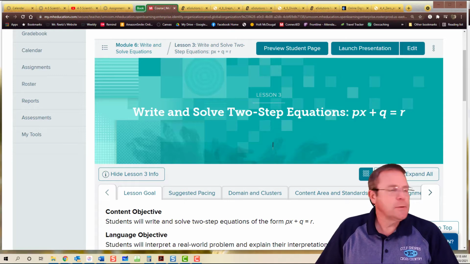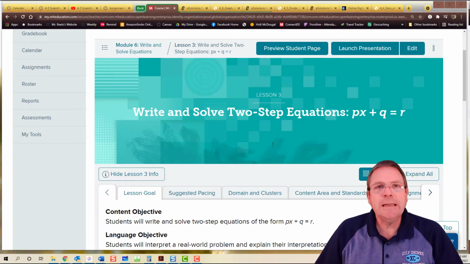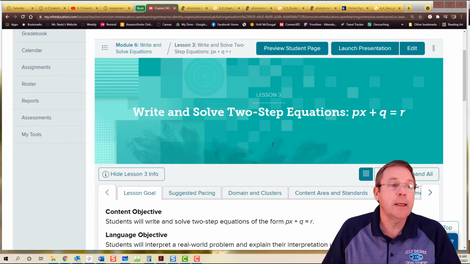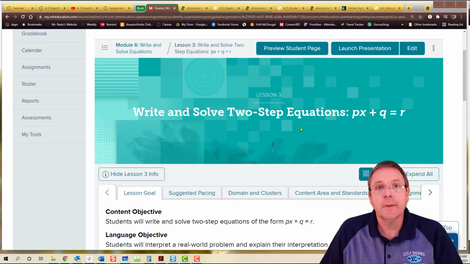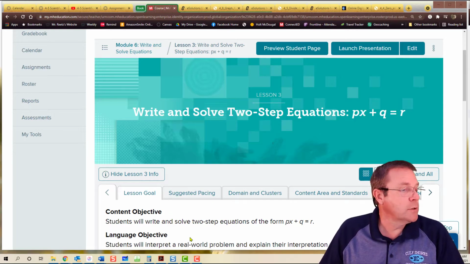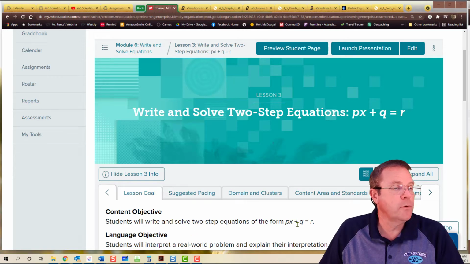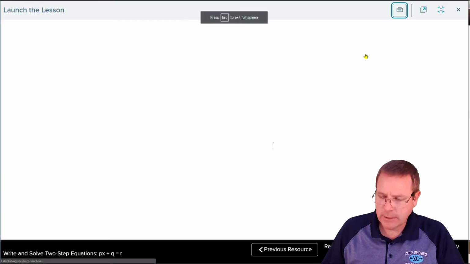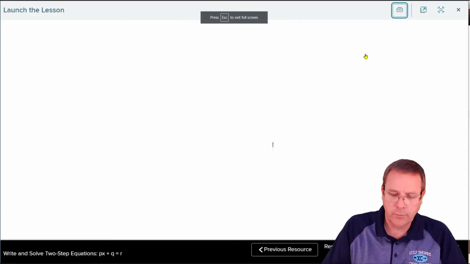Module 6, Lesson 3 deals with writing and solving two-step equations in the form of px plus q equals r. The last lesson we actually solved these, but now we get to write them first and then solve them. The objective says students will write and solve two-step equations in the form of px plus q equals r. The suggested pacing says this is likely going to be a 2-day lesson, so let's get started and see what they have in store for us.